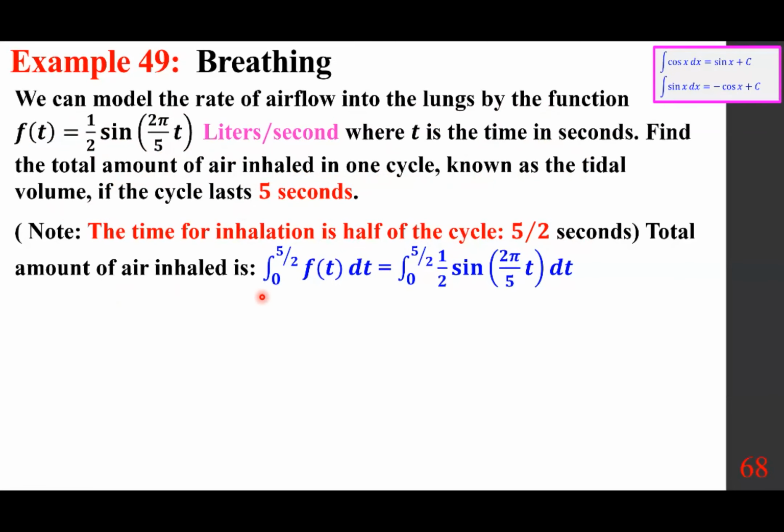Total amount of air inhaled is going to be from 0 to 5 halves, not 0 to 5, f of t dt. In this case, f of t is whatever is given, everybody. So we want to evaluate this integral. If you let the argument of sine be the choice of u, the derivative of that, du dt, is 2 pi over 5. So du is 2 pi over 5 dt.